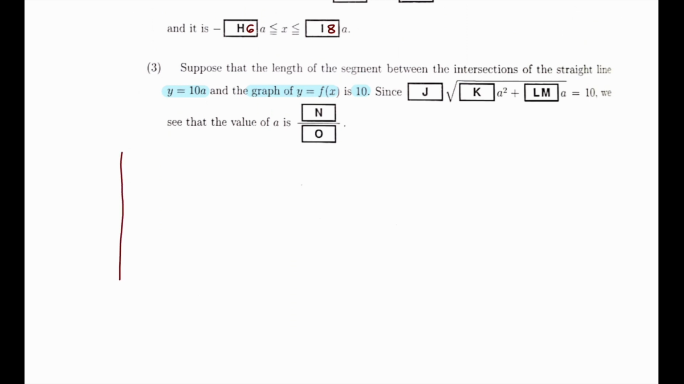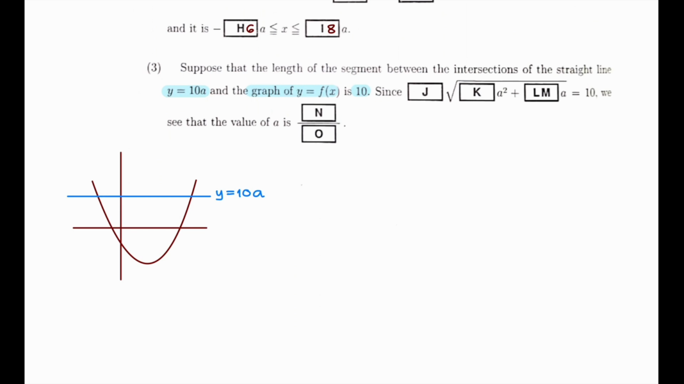My parabola will intersect with the line y equals 10a. So just assume this is my parabola. And then this parabola will intersect with the line y equals 10a at two different points. And then the distance between these two points is equal to 10.